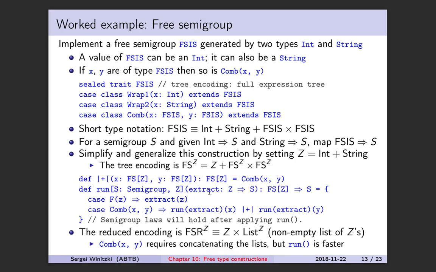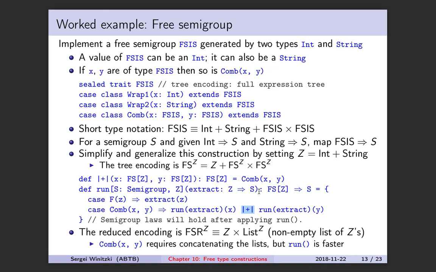Then I just extract. So I have a value of z, and I call this function extract to extract the value of semigroup s from it. And if I have the combination, then I first run these two, and then I get two values of type s, and I just combine them in the semigroup operation of s.